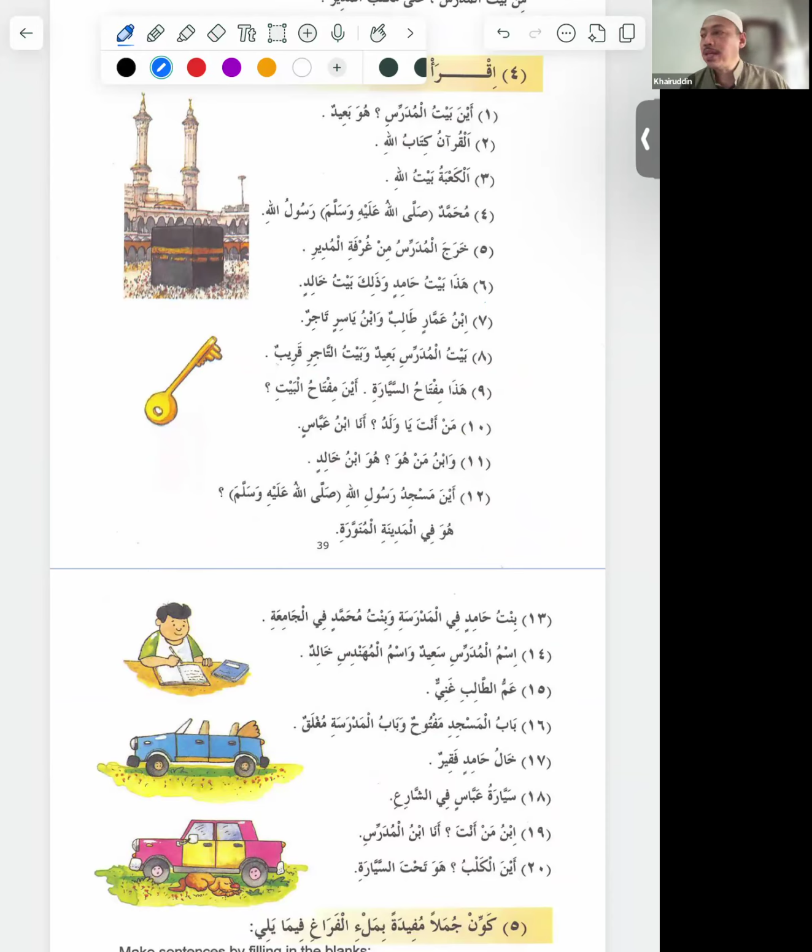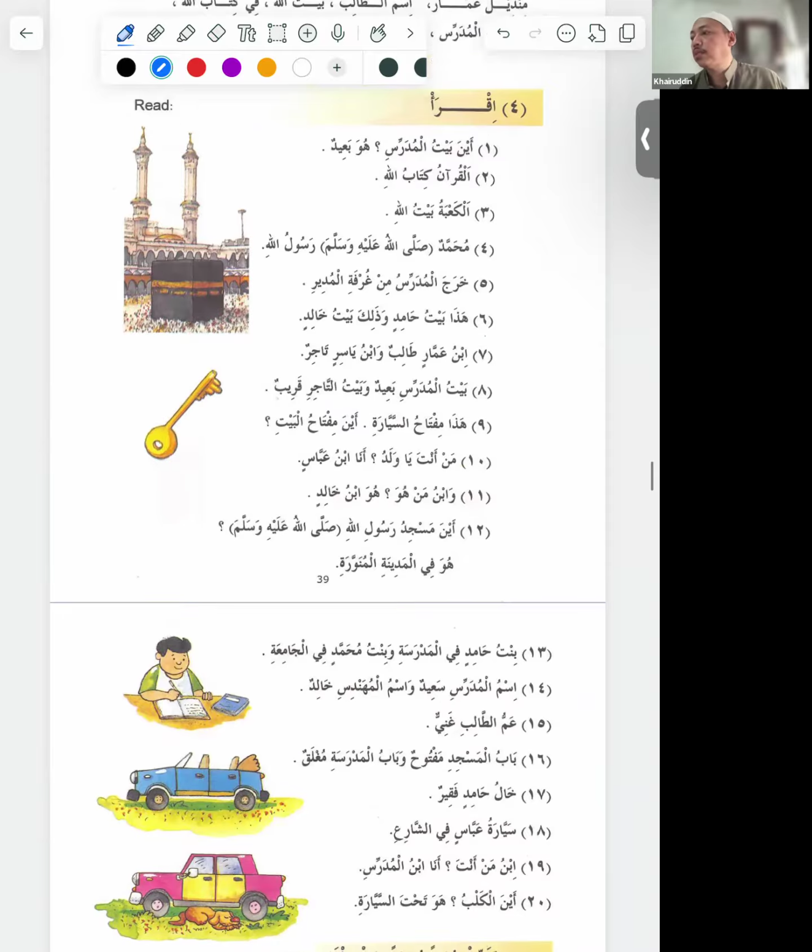Okay, Bismillah. So last week we went through the sentences on page 39 and we stopped at number 8. So inshallah ta'ala, today we'll continue on from number 9 onwards, 9 until 20.